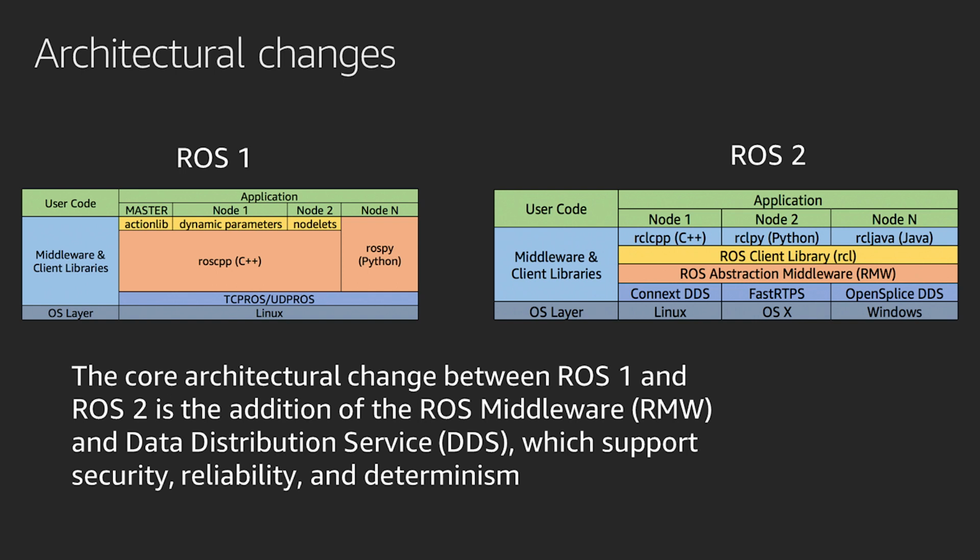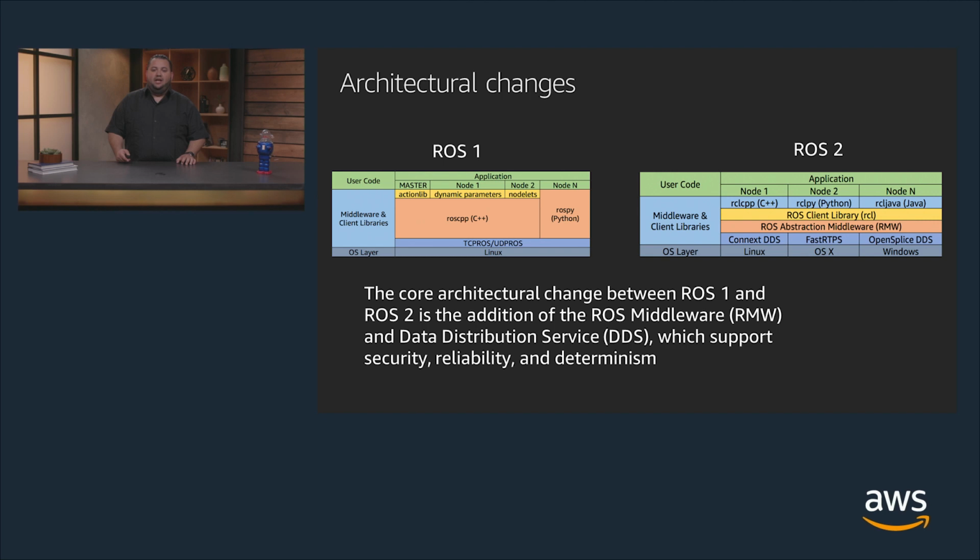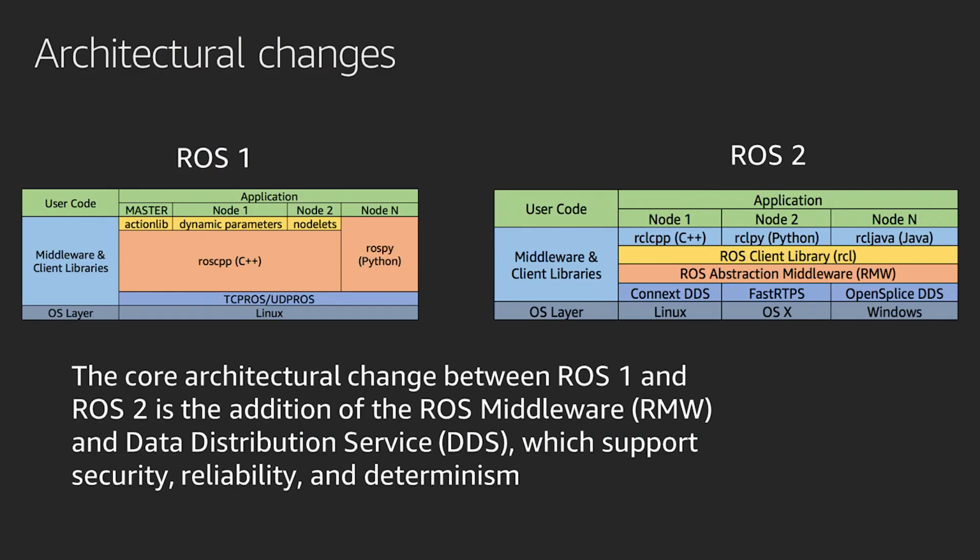The core architectural changes between ROS1 and ROS2 is the addition of a ROS middleware interface layer and the Data Distribution Service, or DDS, as the middleware layer, which supports security, reliability, and determinism. Traditionally, ROS1 middleware was based on a custom TCP and UDP layer, upon which the client libraries were implemented above. In ROS2, different vendors can provide different DDS implementations, which customers can leverage and benchmark and decide which one is the more applicable to the problem at hand.